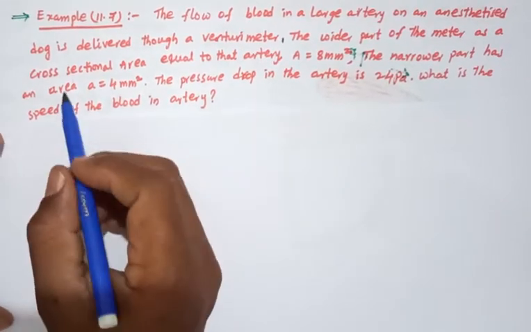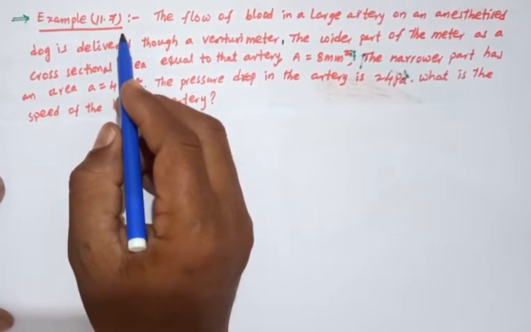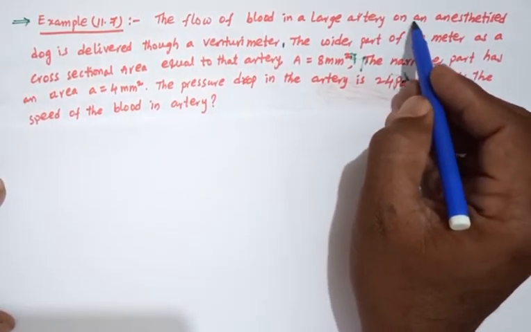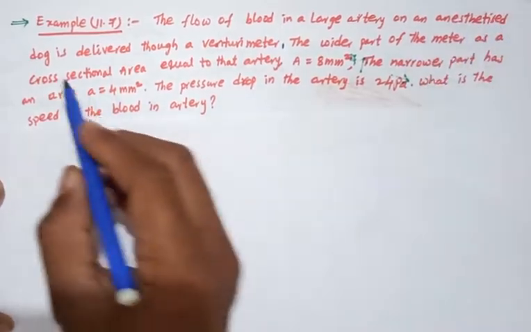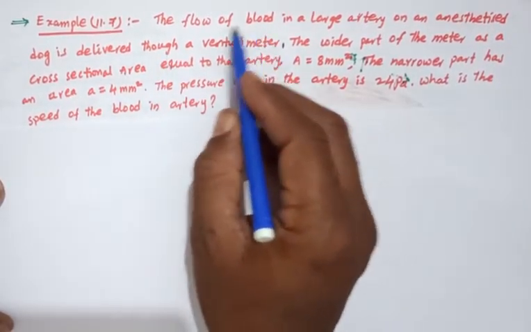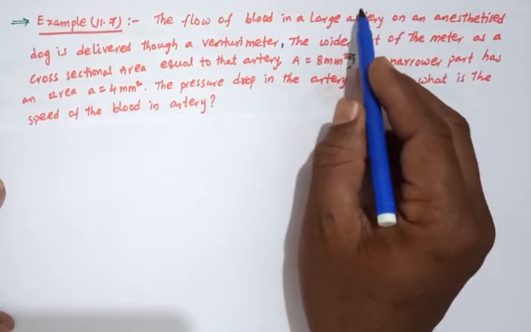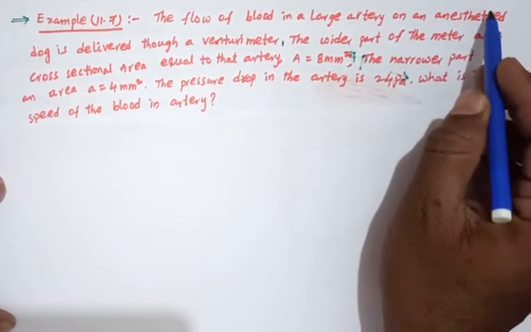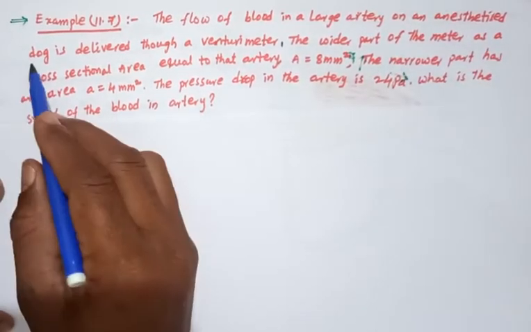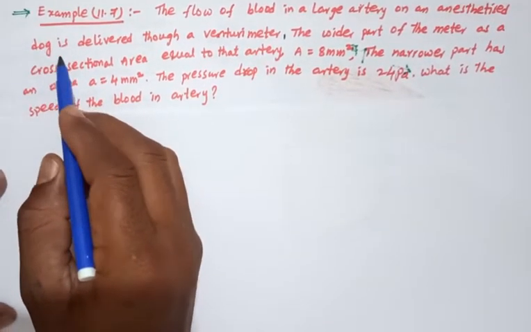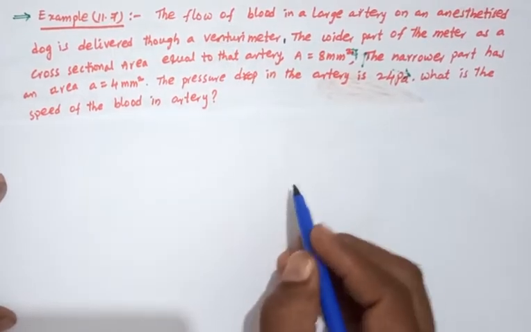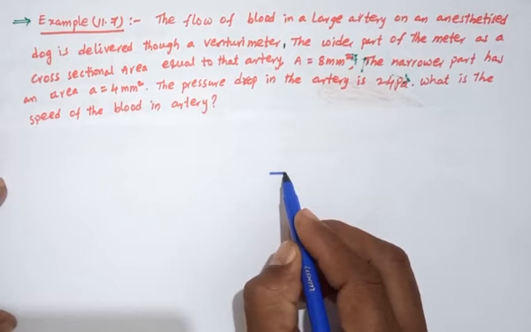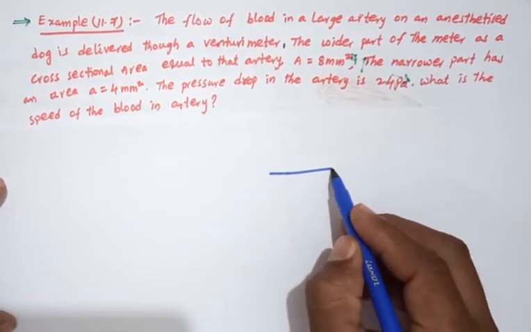So now we will discuss example number 11.7. The flow of blood in a large artery of an anesthetized dog is delivered through a venturimeter. So it is a large artery, and the dog is anesthetized, an operation is done. For example, we consider an artery like here.